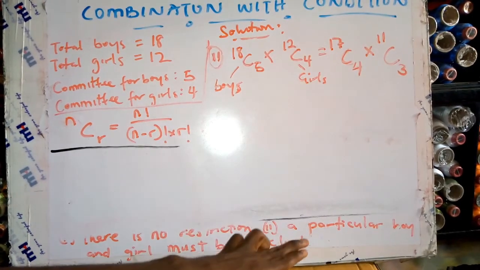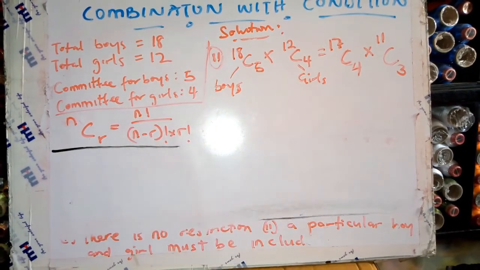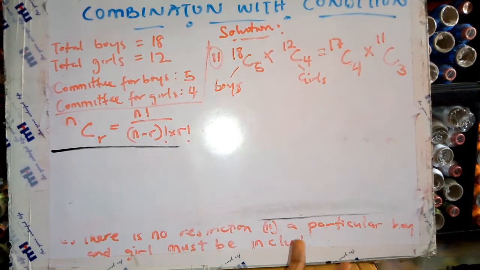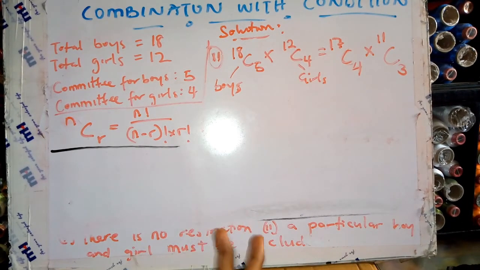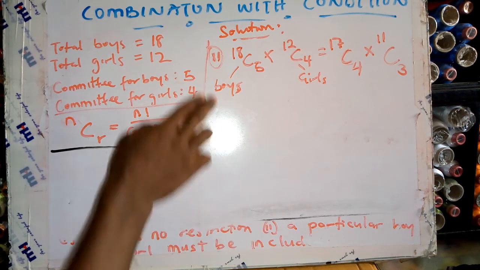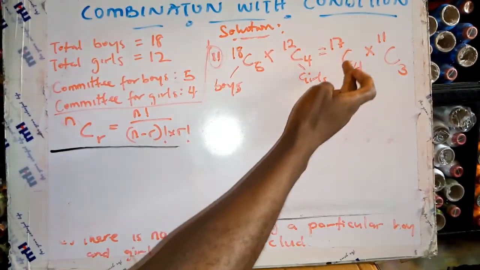Now this time around, we are told that a particular boy, that is 1. The question can tell us that if 2 particular boys must be in that committee, then that means we are going to have 18 minus 2. Then this one will be 16.